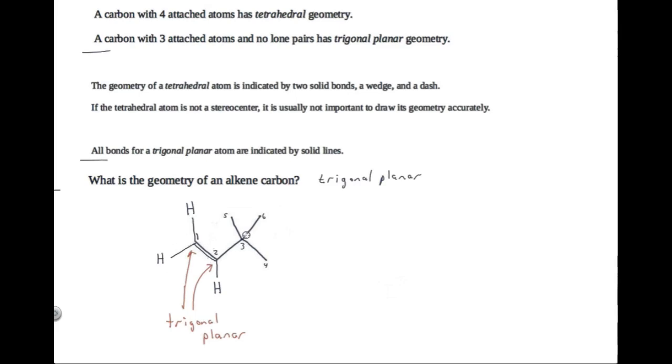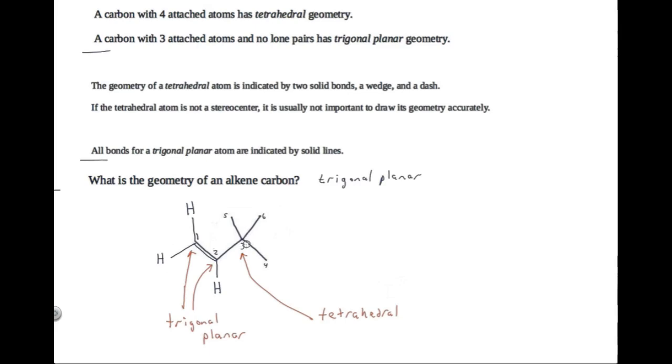What's the geometry at carbon 3? Well, carbon 3 has 4 attached atoms, so the true geometry for carbon 3 is tetrahedral. Now notice that we have not drawn that geometry accurately here. If we were going to accurately draw tetrahedral geometry, we'd have to use a wedge and a dash. We didn't bother to draw the geometry accurately here because this is not a stereocenter. And when an atom is not a stereocenter, we usually don't care about the geometry that much.